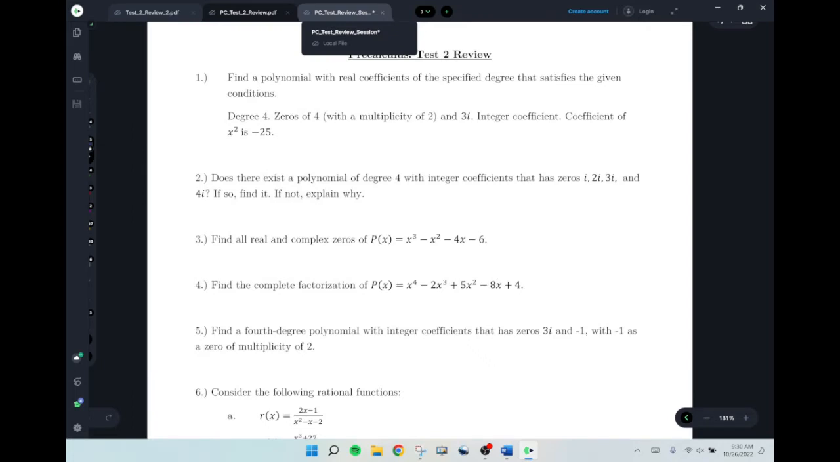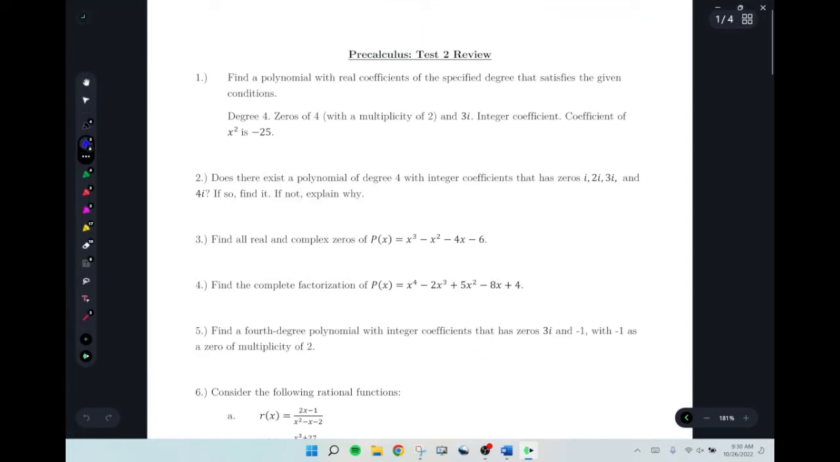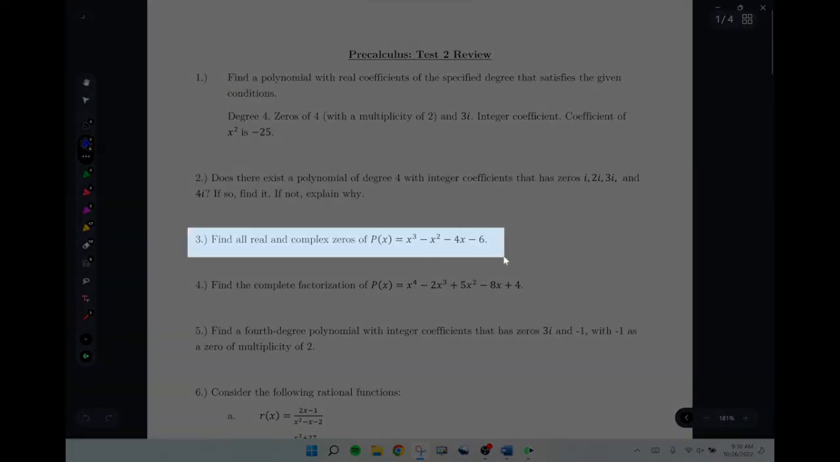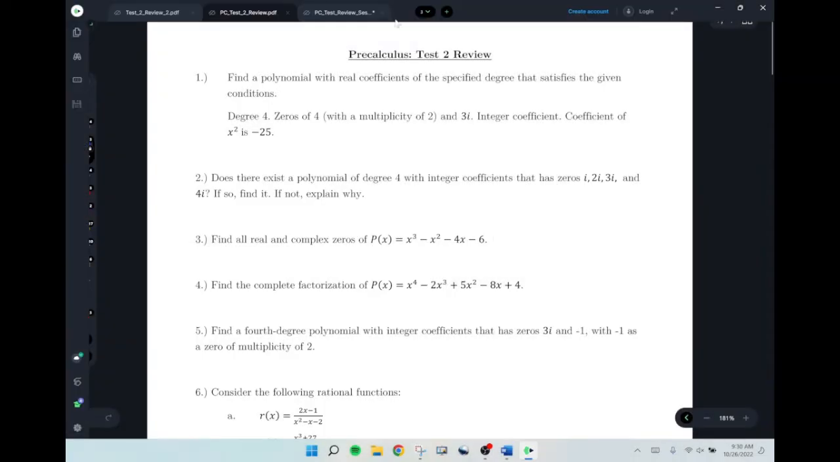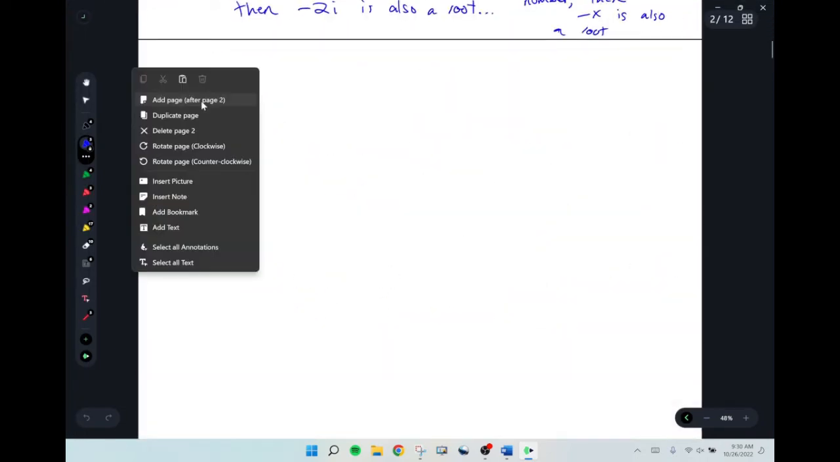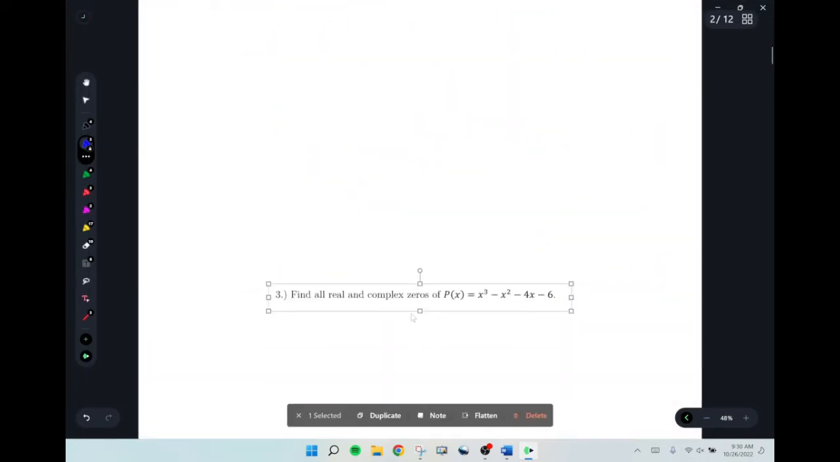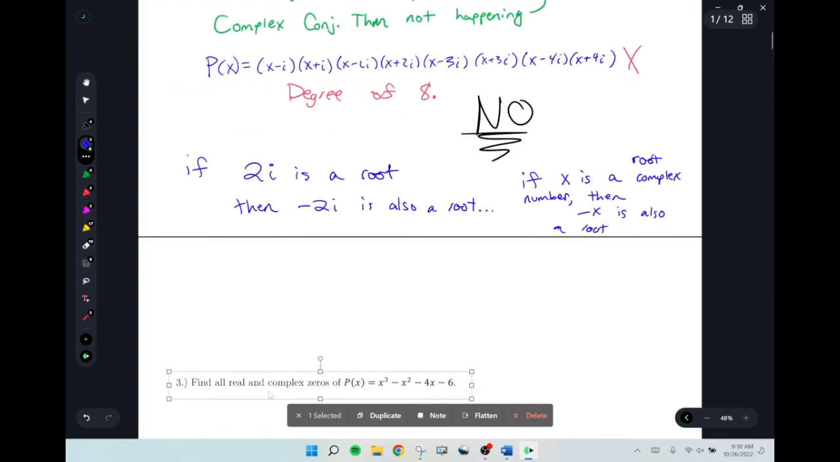Number 3 on. We'll do 3 and 5. And then if you want to look through other stuff, feel free. Find all real and complex zeros for this thing. Oh, perfect. This is a good one. These are all the older stuff, right? We've been doing log and exponent stuff, which we do need to review.